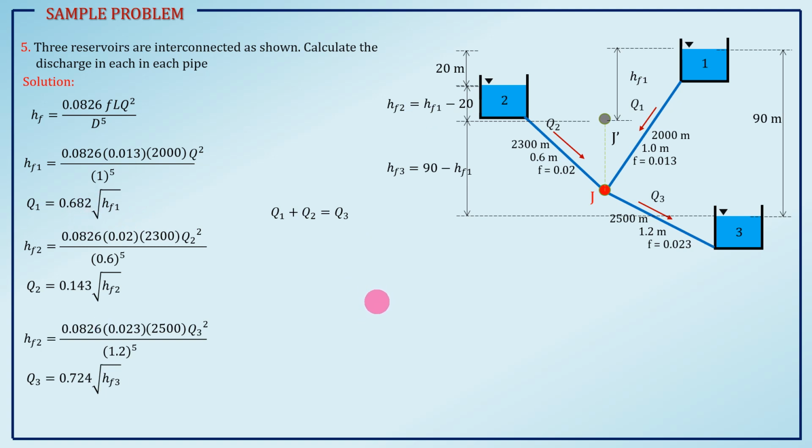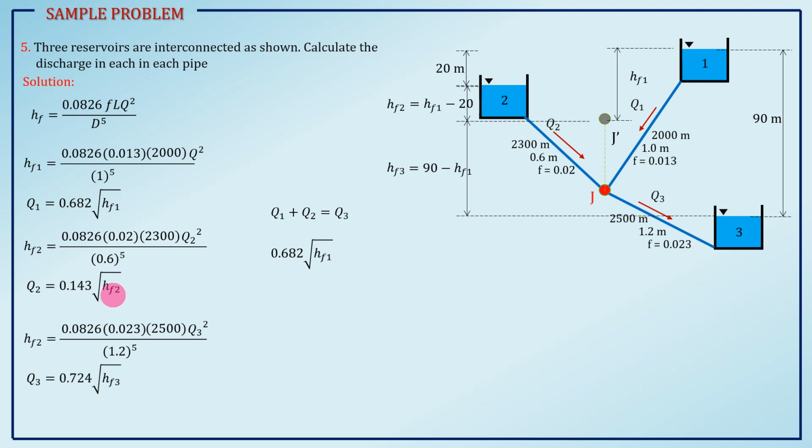So, we will substitute yung mga HF1 natin dito, yung equation natin ng HF1, HF2, and HF3 sa Q1, Q2, and Q3 respectively. Then, apply it on this equation na nabuo natin from the assumption. So, we have Q1 plus Q2 is equal to Q3. So, Q1 is equal to 0.682 square root ng HF1. Hindi pa natin alam ang value ng HF1. Then, plus Q2. Q2 is 0.143 square root ng HF2.